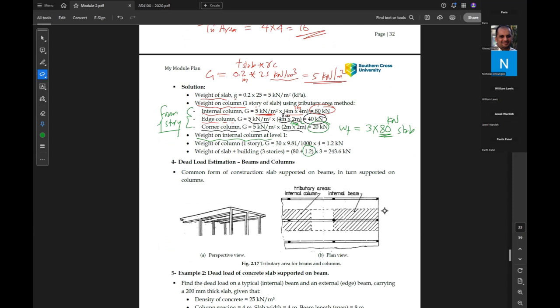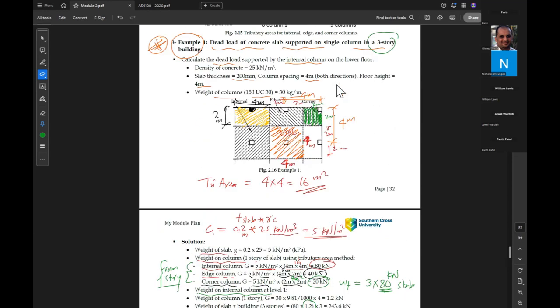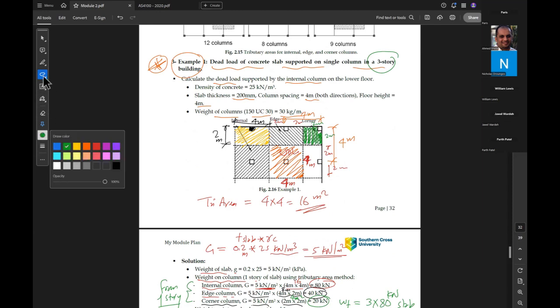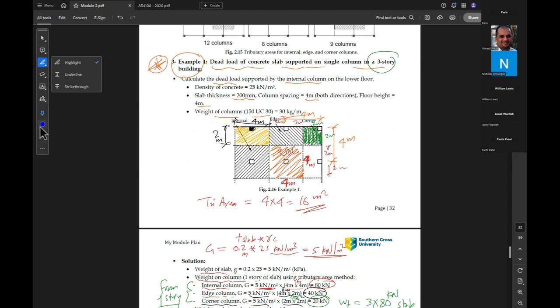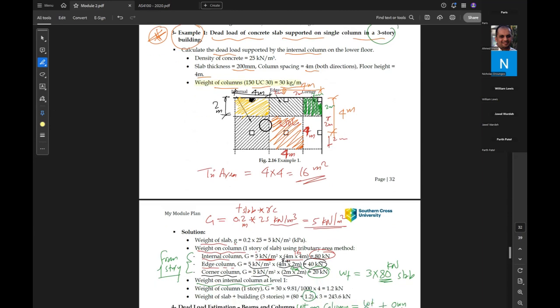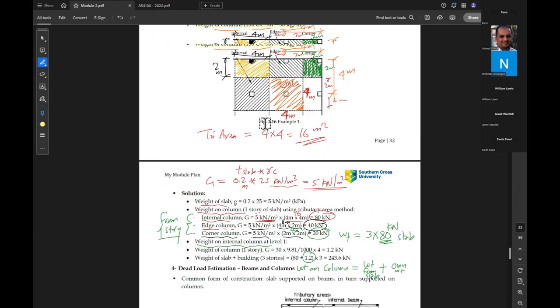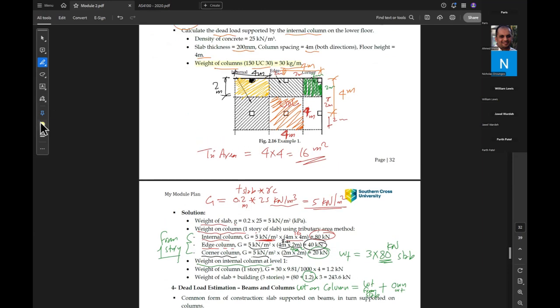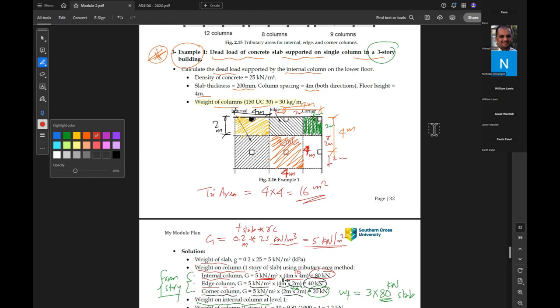So the dead load or the weight on the column will be weight from slab plus own weight. The own weight is given here as this note. Can you see this note? The weight of column is 30 kilogram per meter. So what is the total own weight for the one column?